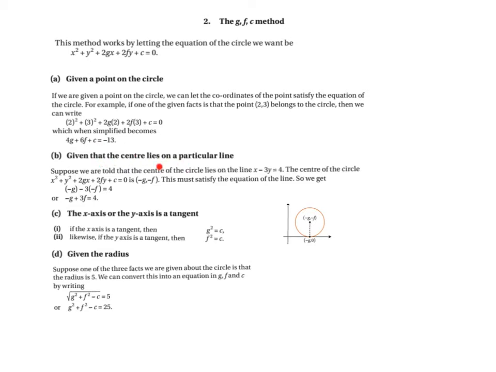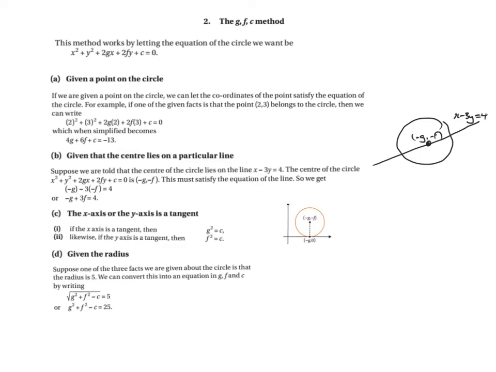If we're told that the centre lies on a particular line, then I'll show you what that means. So suppose we have your circle, there is the line, and you can see the centre here lies on that particular line, and I'll put some numbers in here. I'll use the example they have there, which is x minus 3y is equal to 4. Then we know, because the standard definition says that the centre of a circle, if we're going to use this equation, must be minus g, minus f.